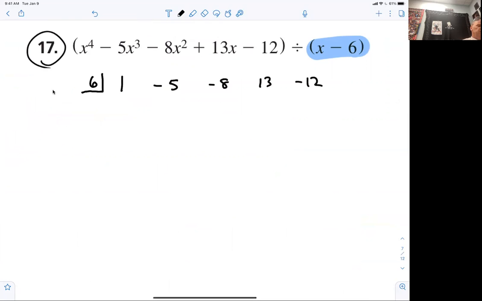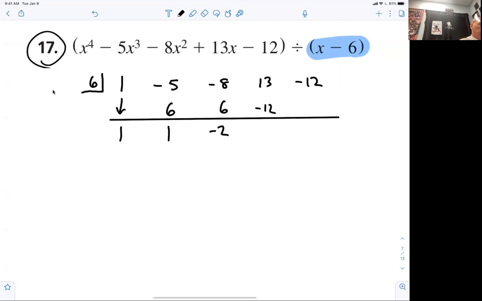Simple as that. Nothing is missing, correct? All right, so now you just have to be careful. First thing is you always bring down the first term here. 1. Then what? 6. Then what? Then keep going.